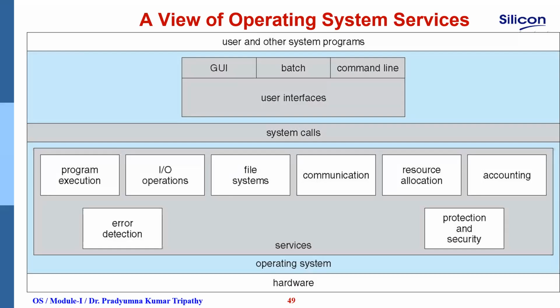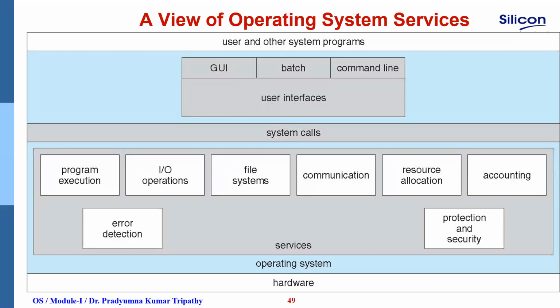Every system call in return invokes a small program. Suppose the program wants to invoke the communication service. It will give the code saying that I want to access this communication service. Then in return, a small code gets executed, right? And by using that code, it will avail the communication service of the operating system.